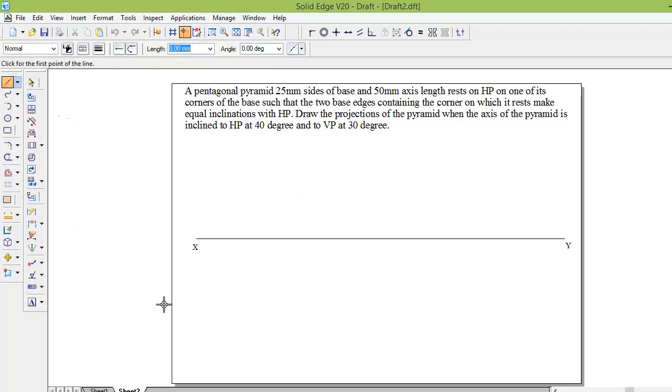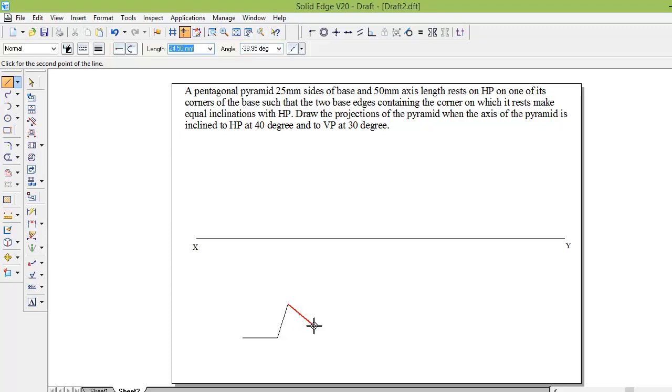So I will take the line option. It's a 25 mm side of base. Just draw 25 mm initially at an angle 0. So hope you know the construction of the pentagon first. Next is 25 at an angle 72. Why I am taking 72 is 360 divided by 5, because it is a pentagon. 360 divided by 5, we will get 72. So I will enter 72 first.